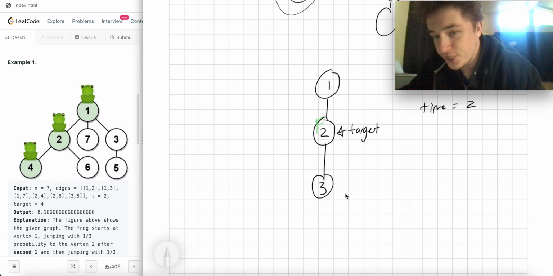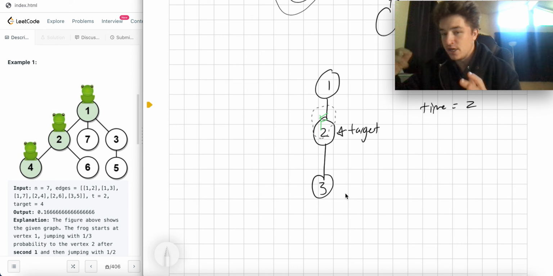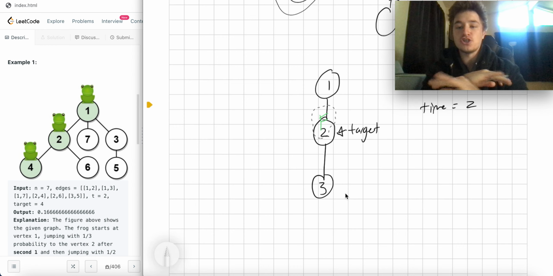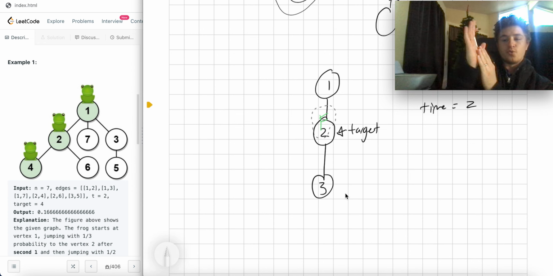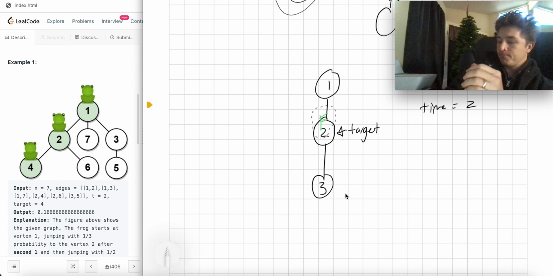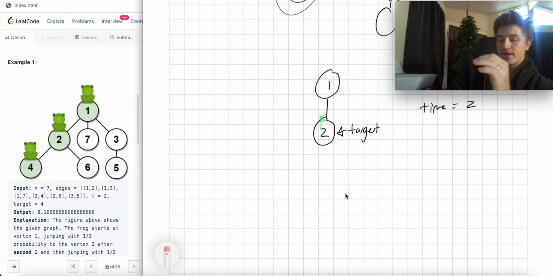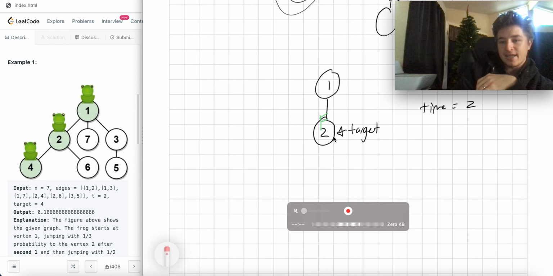So just because you reach the target doesn't mean you found a solution. You have to reach the target when there's no time left. So either you reach the target when there's no time left, or the target is a sink node, meaning that the target is a leaf, because if the target is a leaf, after 1 second, you'll be at the target.